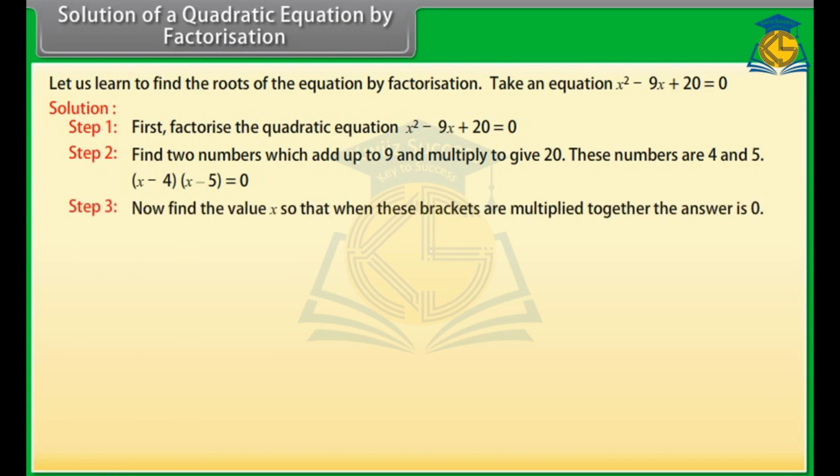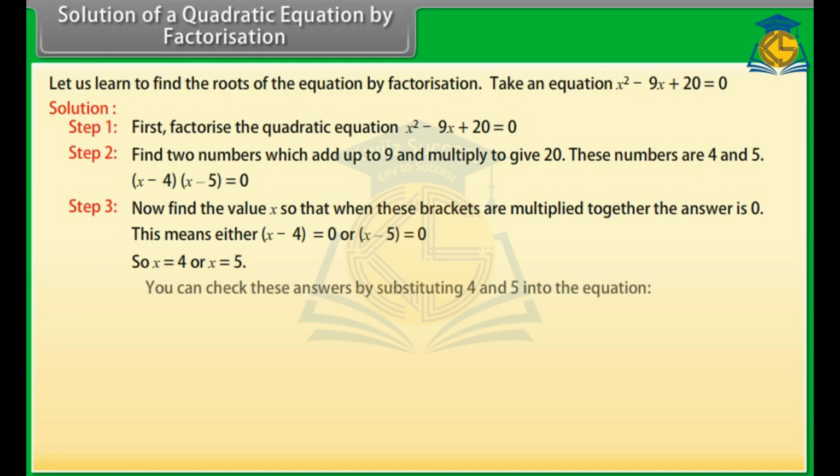Now find the value x so that when these brackets are multiplied together, the answer is 0. This means either x minus 4 is equal to 0 or x minus 5 is equal to 0. So, x is equal to 4 or x is equal to 5. You can check these answers by substituting 4 and 5 into the equation. x square minus 9x plus 20.